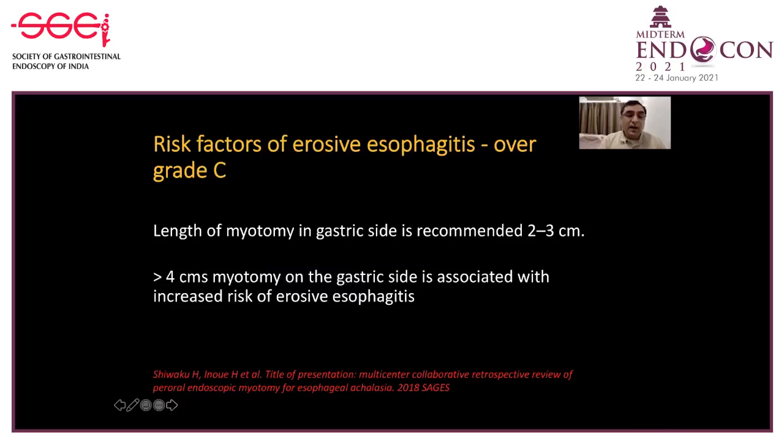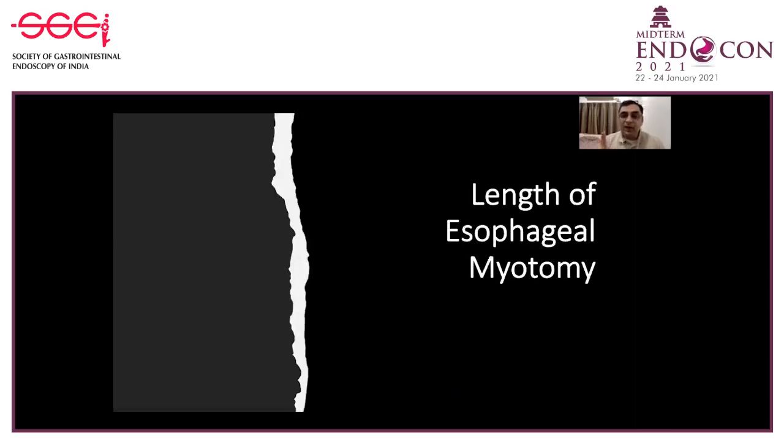Therefore, Inoue, in his multicenter collaborative retrospective review of POEM, and in the 2018 SAGES guidelines, has told that a myotomy of more than 4 centimeters on the gastric side is associated with increased risk of erosive esophagitis. And therefore, the length of myotomy on the gastric side is recommended to be 2 to 3 centimeters. So this is proved beyond doubt that you have to do only a 2 to 3 centimeter myotomy on the gastric side. Now, for the esophageal length of the myotomy.